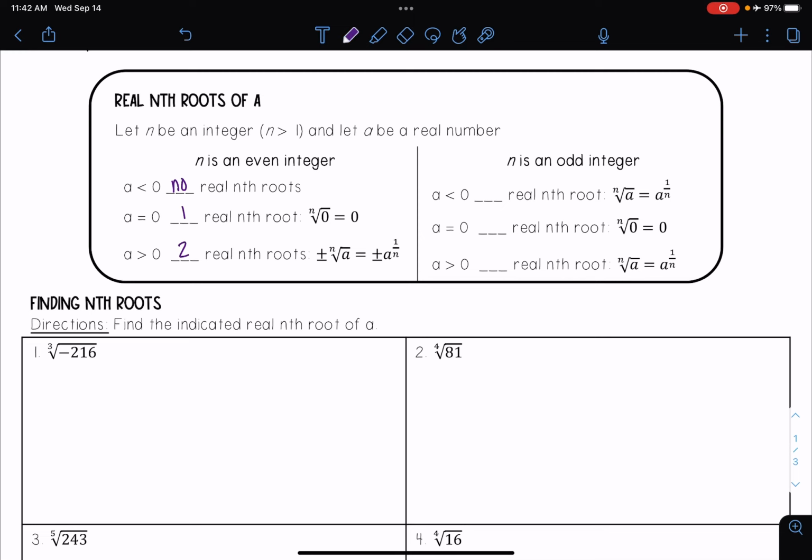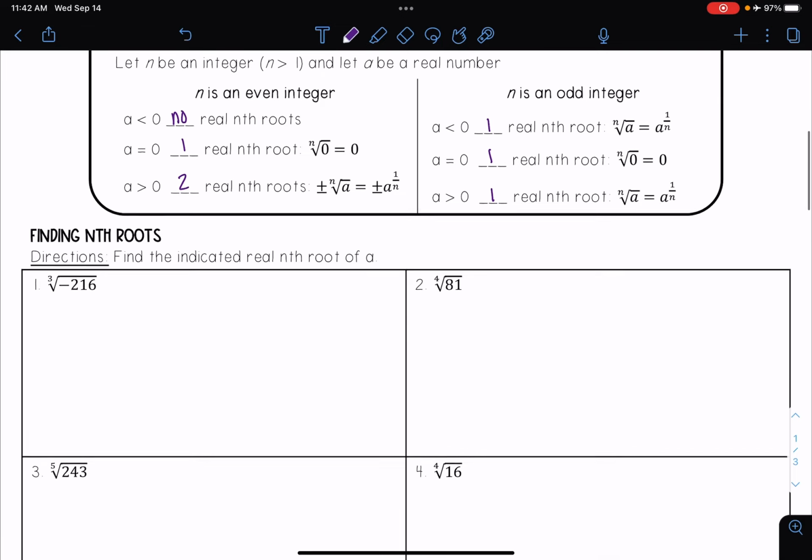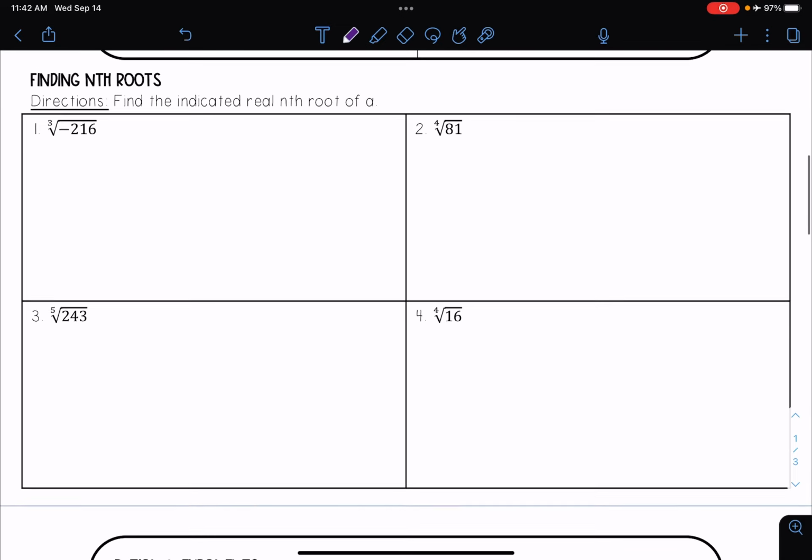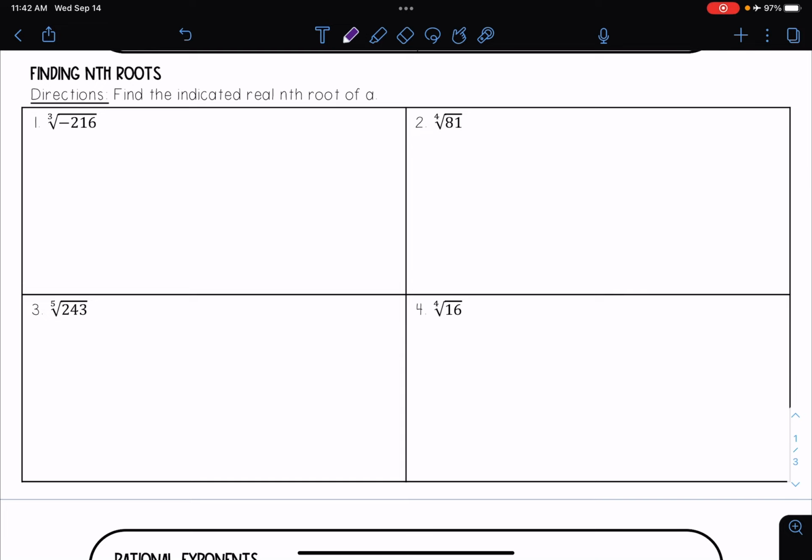Now when n is an odd integer, when a is less than 0, there's one real nth root. That's just going to be whatever that nth root is. When a equals 0, there's one real nth root, which is just going to be 0. And when a is greater than 0, there is still just one real nth root. So let's look at some examples. I want to find the indicated real nth root of a.